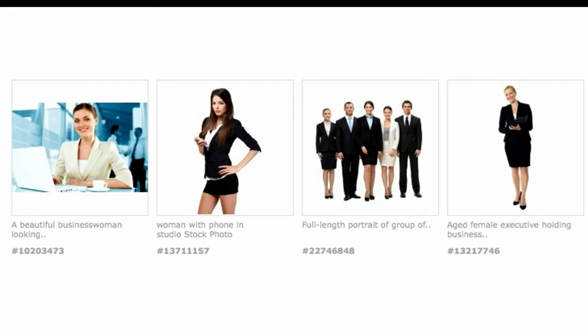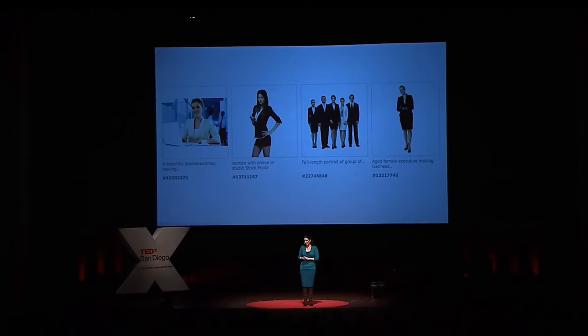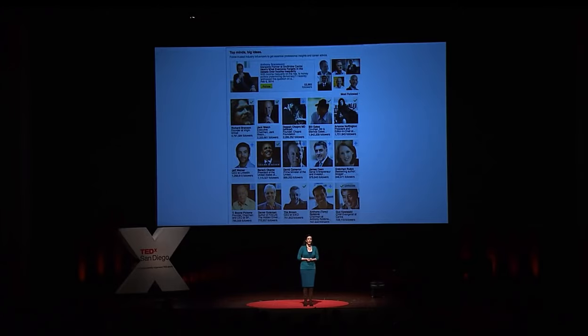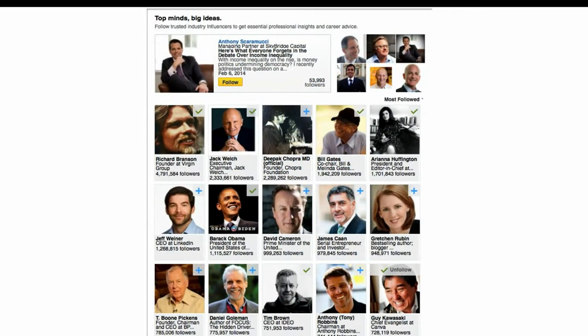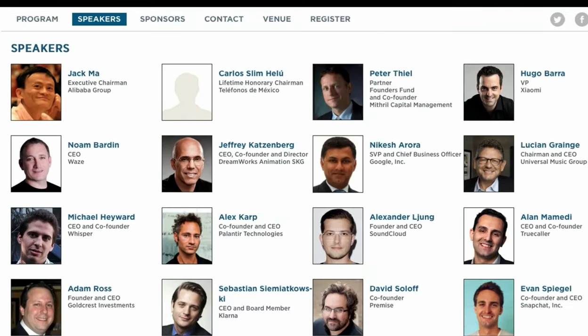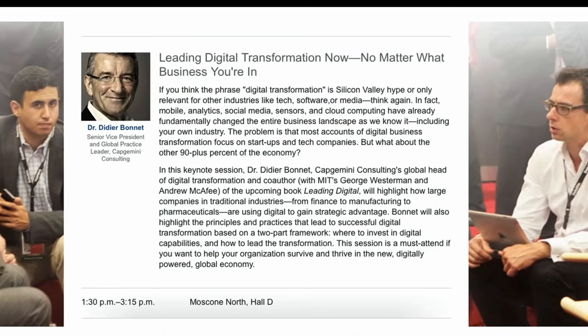In this case, the search was on female executive. And as strange as the second image is, the most troubling one for me personally at my age is the last one, because the subheading is aged female executive. It comes from the things we receive from social media. In this case, a recommendation of the top minds and big ideas that I should be following. There are 22 images, and only two of them are female. It shows up in the notoriously lopsided gender ratios at professional conferences. And even the backgrounds tell a story.